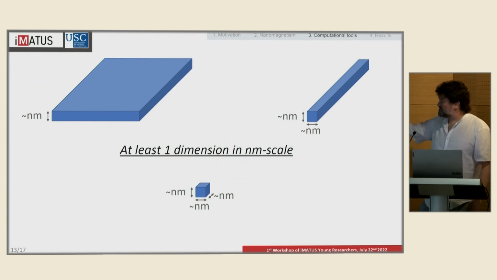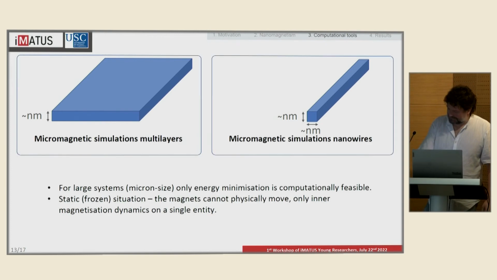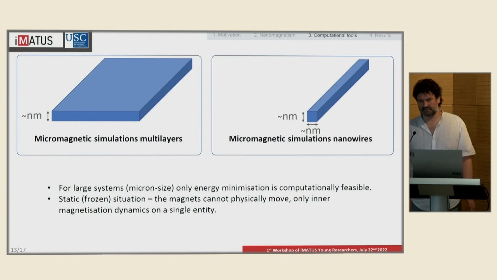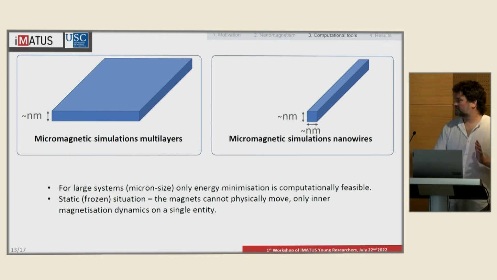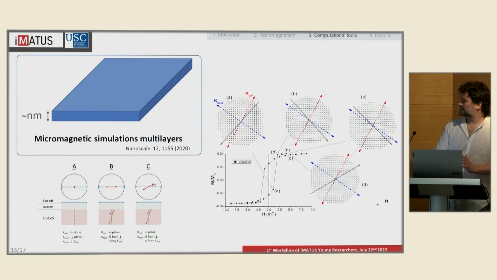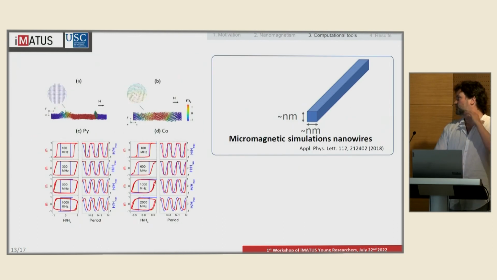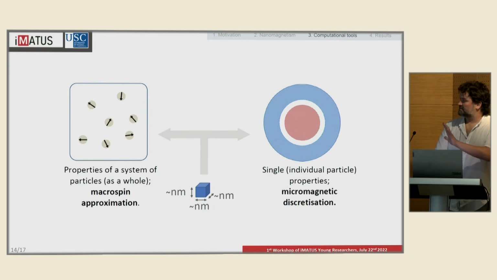Regarding this, I mentioned the dimensionality, but if we want to study large systems, micron-sized systems, we cannot use most of the techniques. We can only do energy minimization mostly with micromagnetics. We can simulate multi-layers, we can simulate nanowires, but we are limited to very specific conditions.